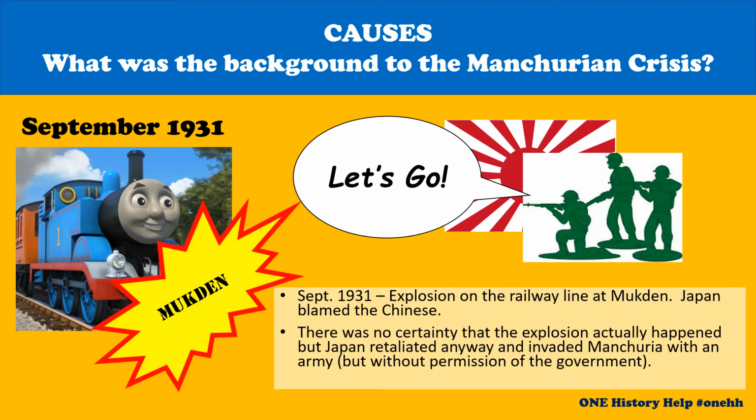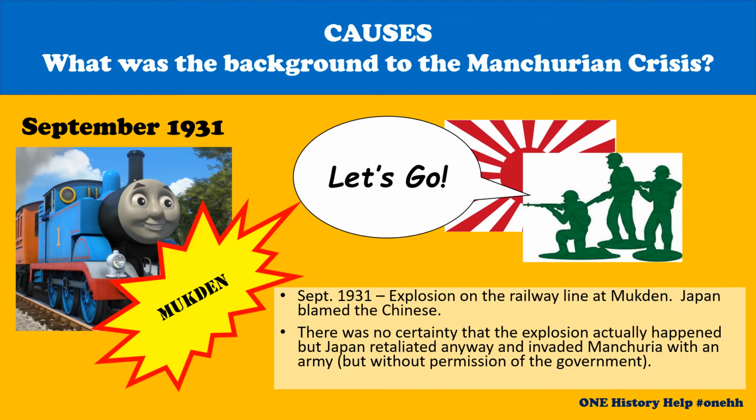But the problem is that there wasn't really any evidence to suggest that an explosion had actually happened. If you imagine an explosion happening on a railway line in our country here, you would imagine there would be at least a little bit of disruption to the running of trains and how long it was taking for trains to run. But actually, there's no evidence that that happened on the Manchurian Railway.